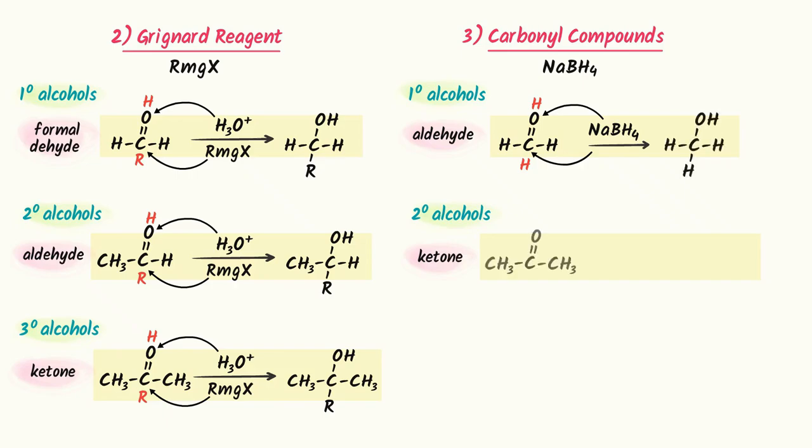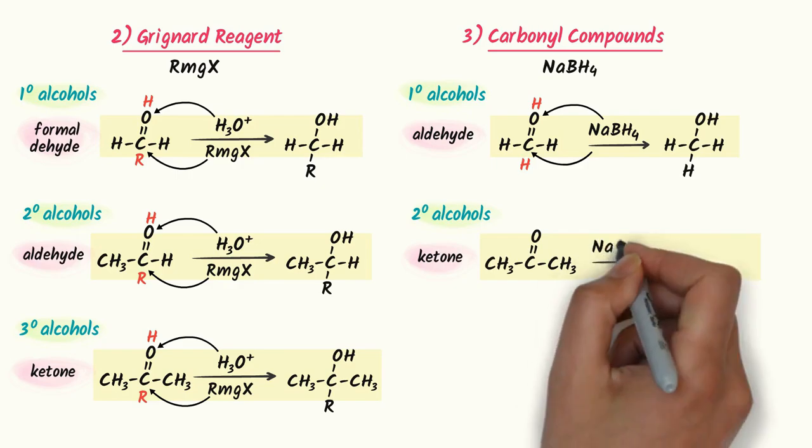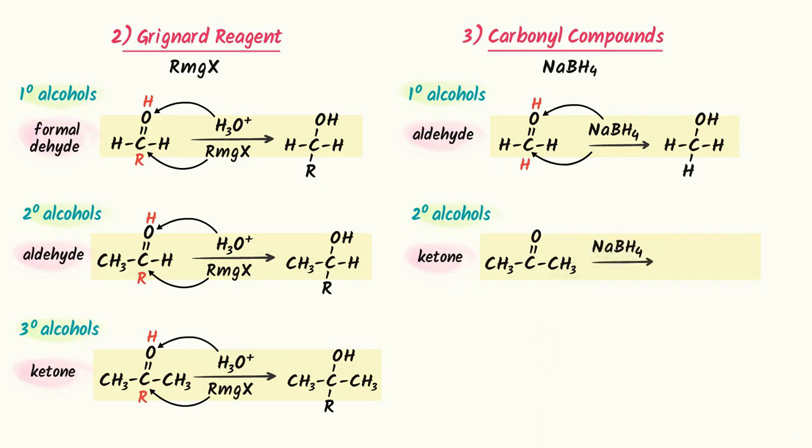Secondly, we again use mild reducing agent like sodium borohydride. In this reaction, this mild reducing agent provides 2 hydrogens, one hydrogen to this oxygen and one hydrogen to this carbon. As a result, we get 2 degree alcohol. Thus, we prepare 1 degree alcohol from reduction of aldehyde, while we prepare 2 degree alcohol from reduction of ketones. Remember that we use mild reducing agent like sodium borohydride.